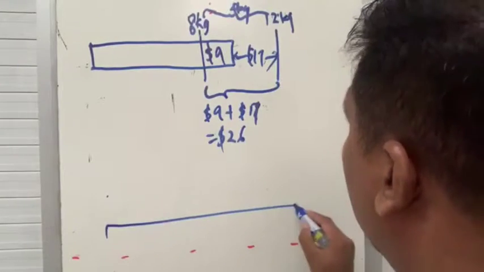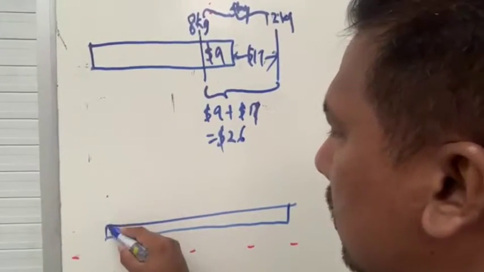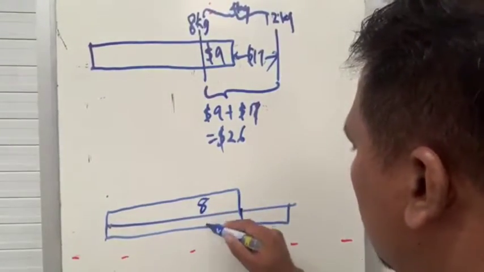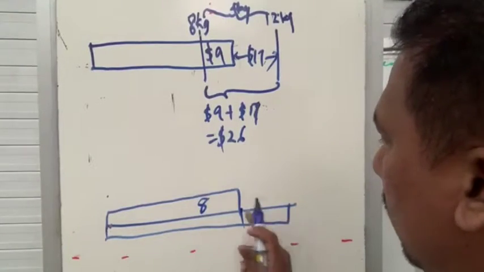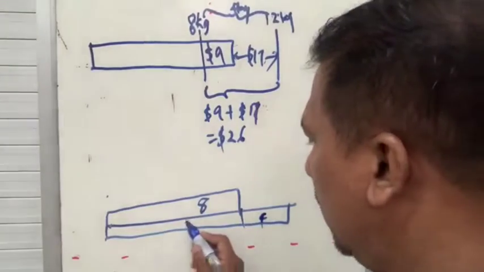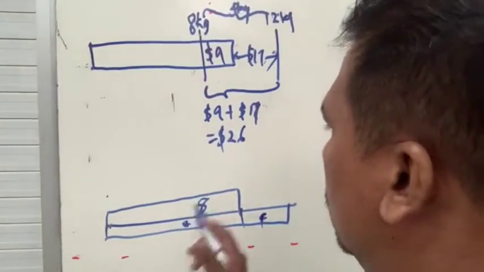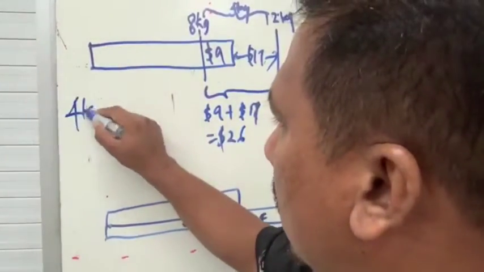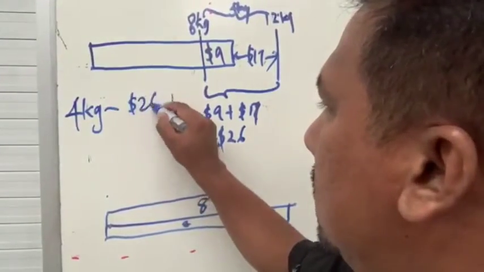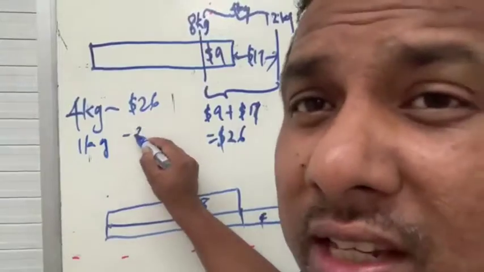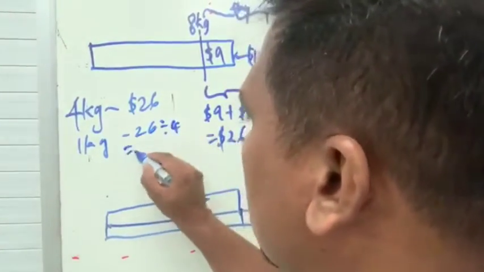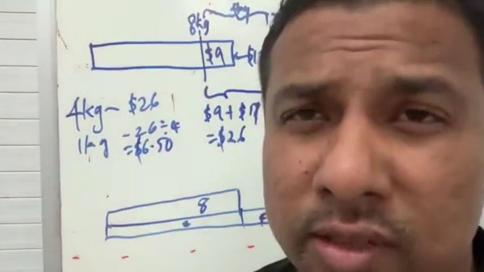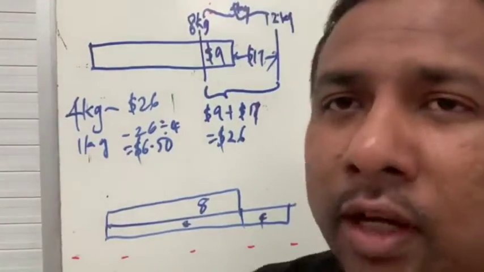If you can't see this, imagine drawing this like that, right? You are drawing something there with the 12 kg. This is 8 kg. So 8 kg, 12 kg for the whole bar. 12 minus 8 gives you 4. Right? 8 plus 4 is 12. So what happens next? Alright. 4 kg costs $26. 1 kg costs 26 divided by 4, and this is $6.50.